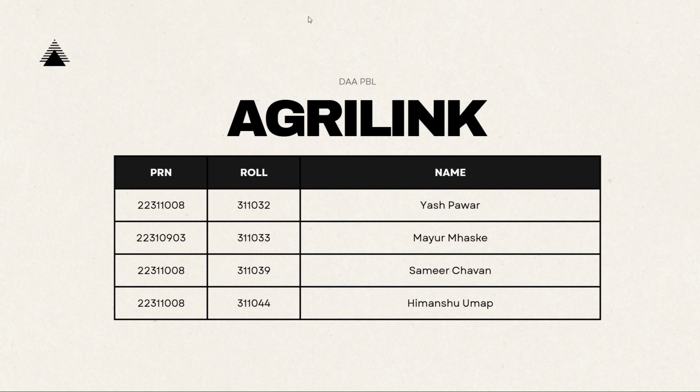Myself, Himanshu. Today, I will take you to one of my projects, Agrilink, an intelligent full-stack agricultural equipment rental platform that bridges the gap between equipment owners and farmers through modern web technology and advanced algorithmic optimizations.